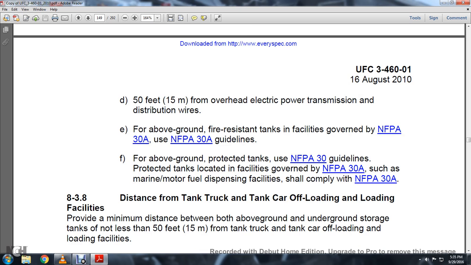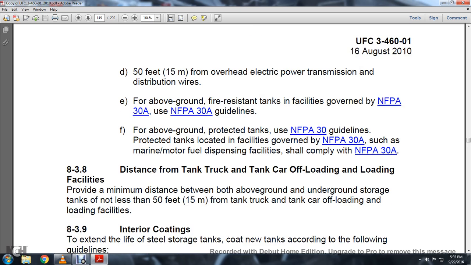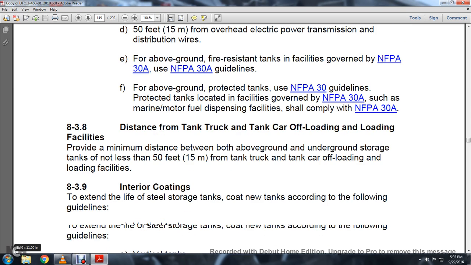8.3.8 Distance from the tank to the truck and tanker car offloading and loading facilities. Provide a minimum distance, for both aboveground and underground storage tanks, of not less than 50 feet from the tank truck and tanker car offloading and loading facilities.